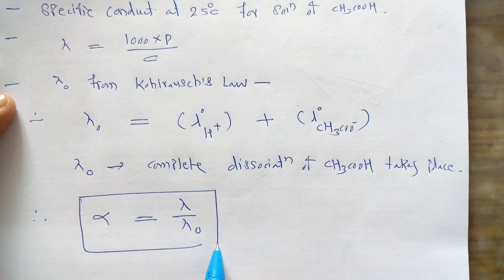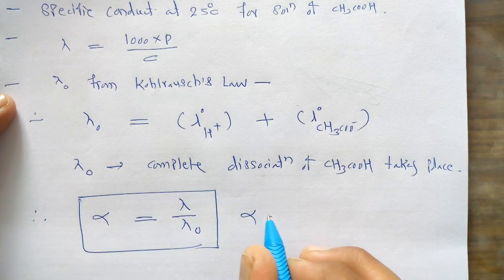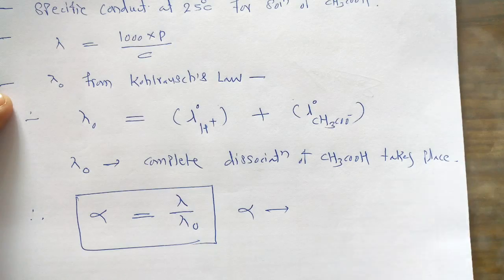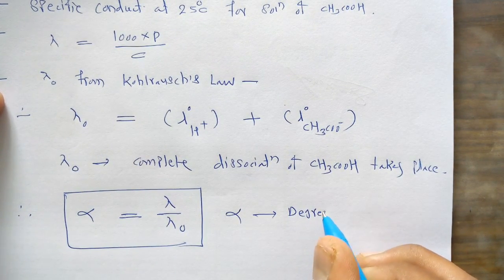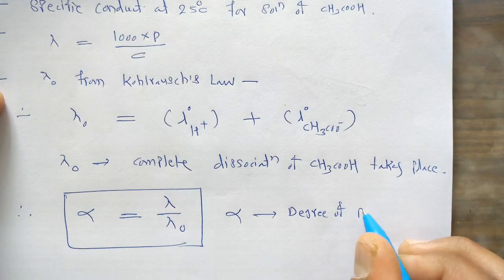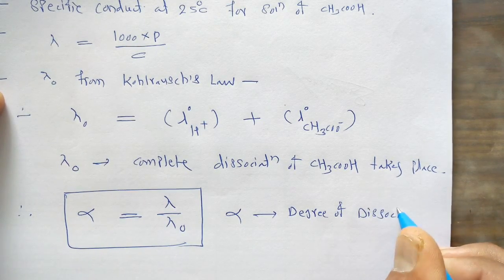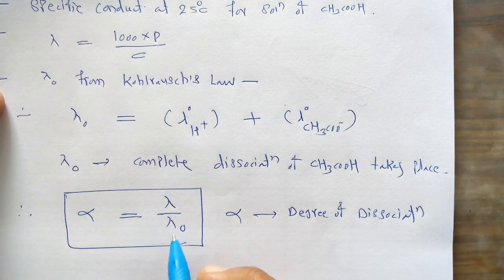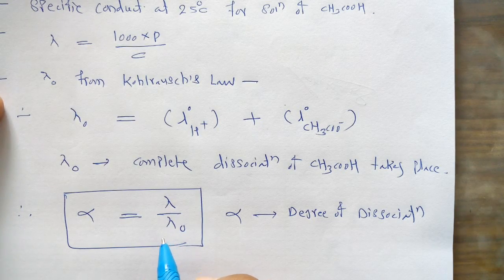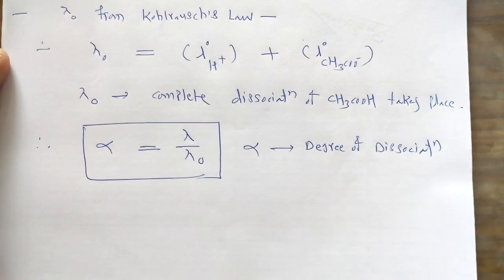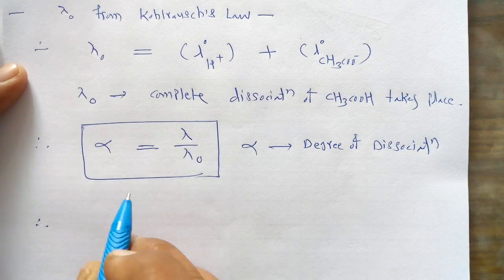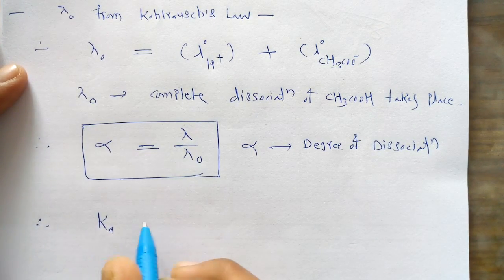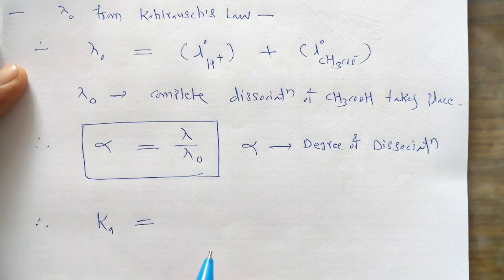What is the meaning of this alpha? This alpha is called the degree of dissociation. It can be calculated by taking the ratio of equivalent conductance to the equivalent conductance at infinite dilution. And once we calculate this alpha, from this alpha we may calculate the second important parameter, that is Ka, which is called the dissociation constant of this acetic acid.